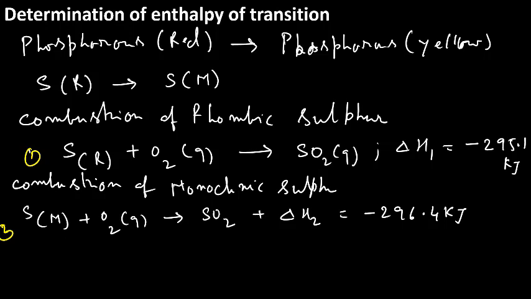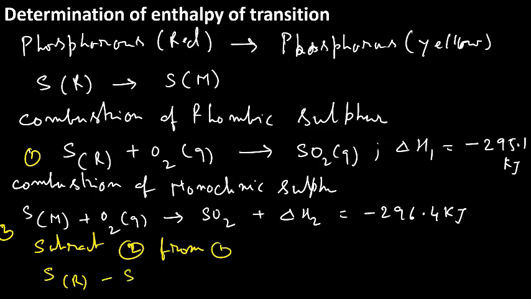So if you subtract equation number 2 from equation number 1, this is S rhombic minus S monoclinic. And of course oxygen gets cancelled, and here also sulfur dioxide gets cancelled. So this is equal to delta H1 minus delta H2.